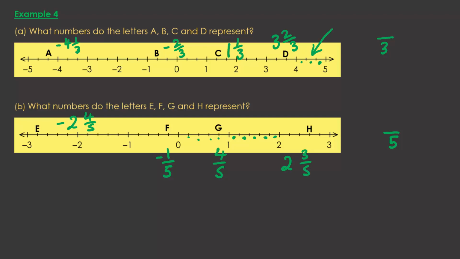Now we know how to convert these to improper fractions. So for example, this one, 5 times 2 is 10, add 3 is 13. So 13 over 5. Or what we could have done to get to H is count forward 1, 2, 3, 4, 5, 6, 7, 8, 9, 10, 11, 12, 13. And we can see it's 13/5.